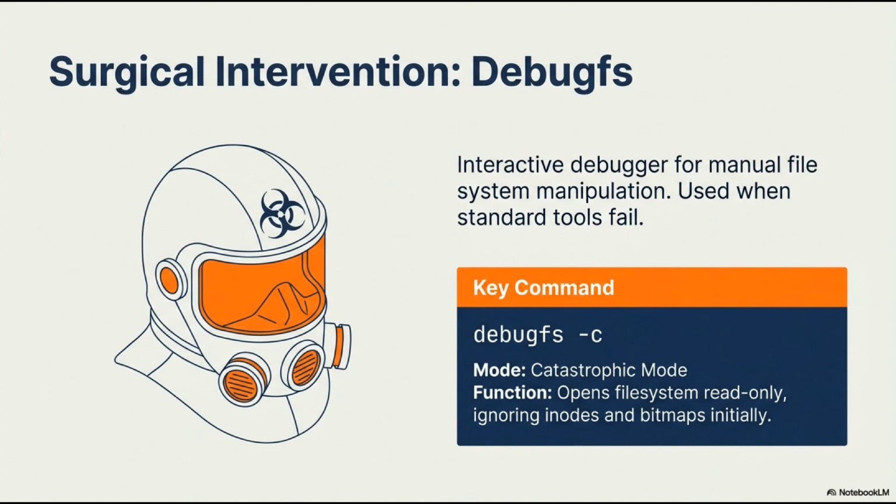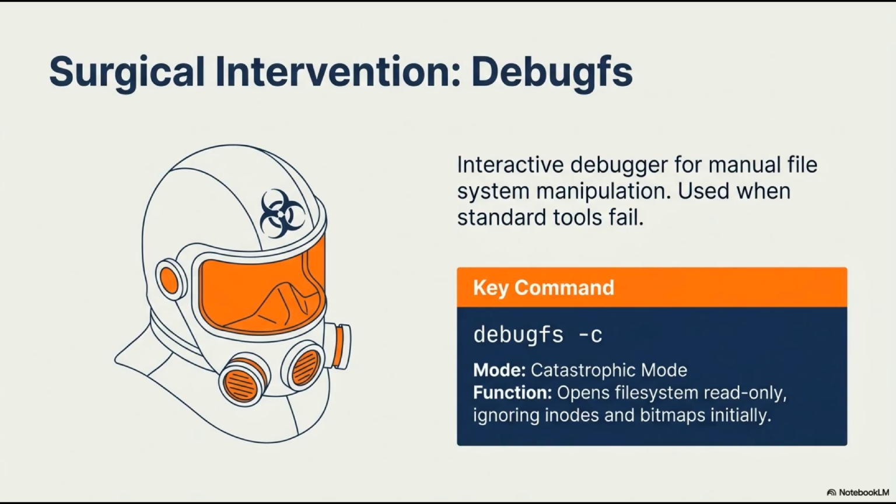What does the -c do? The -c flag tells the tool, look, don't read the bitmaps. Don't try to verify the inode counts. I know they're broken. Just open the drive so I can try to salvage one file. So -c opens the file system without checking if it's even valid first. It's the break glass in case of emergency tool. Wow. You use this when you are trying to copy your resume off a dying drive just before you throw it in the trash. Wow.